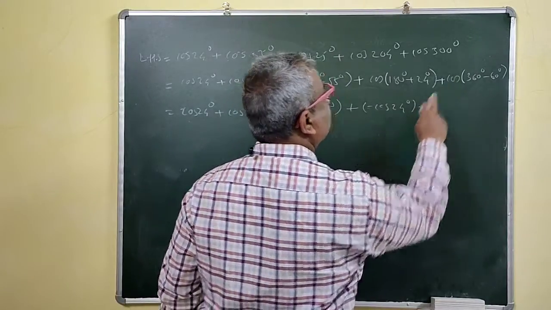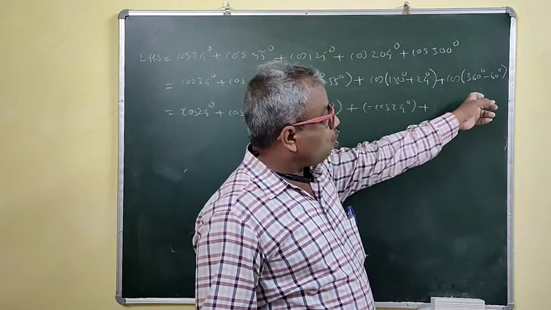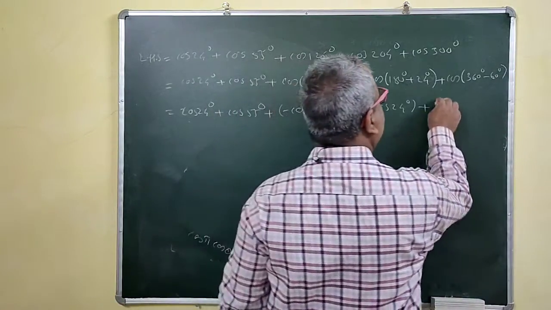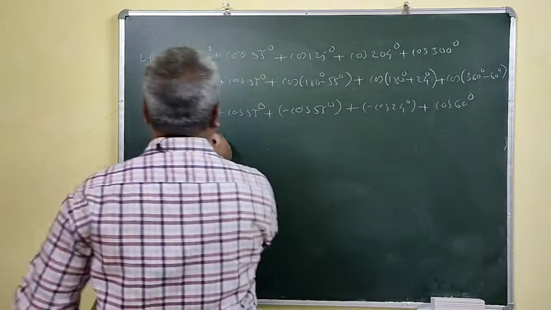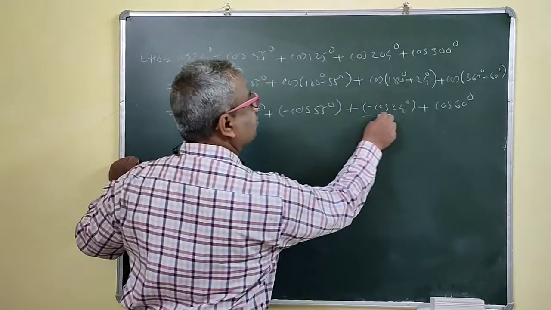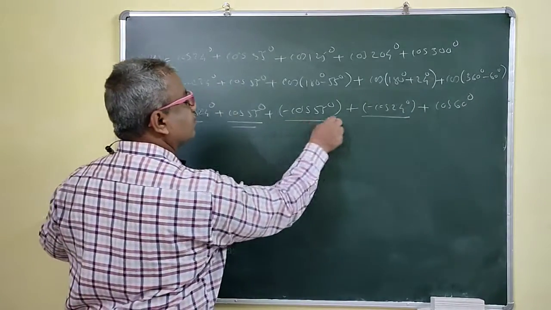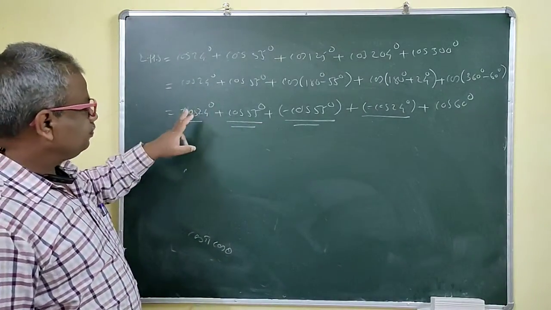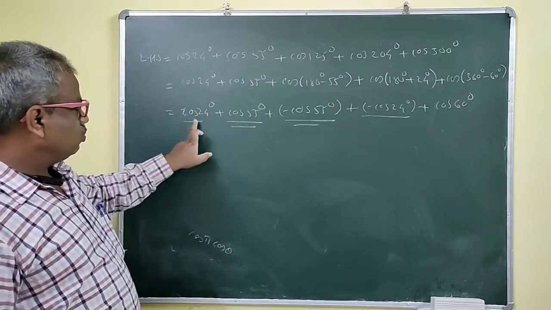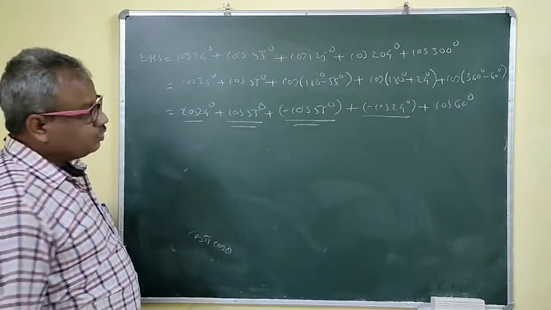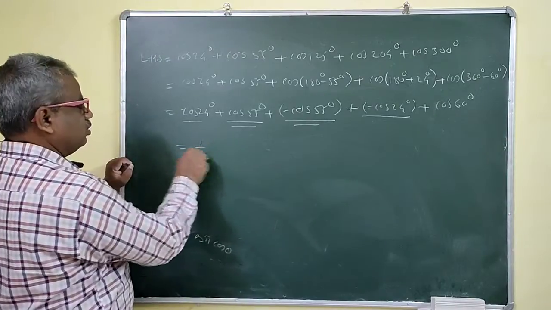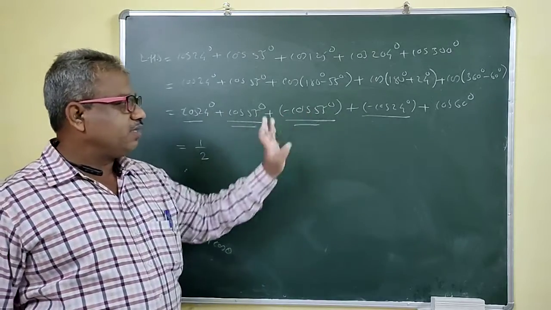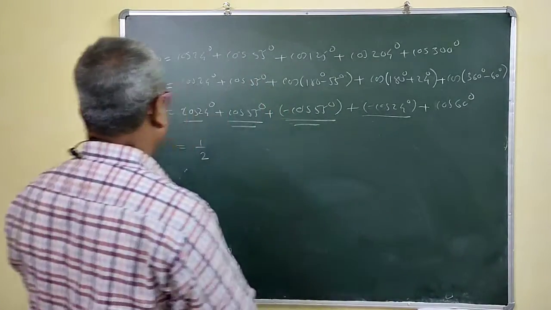Plus, this is period 360, this is cos minus 60, but cos minus 60 is the same as cos 60. So cos 24 degree and minus cos 24 degree are the same and get cancelled. Just write the same with an underline. So this is 1/2. Cos 60 degree is 1/2. This cancels with this, this cancels with this, so this is 1/2.